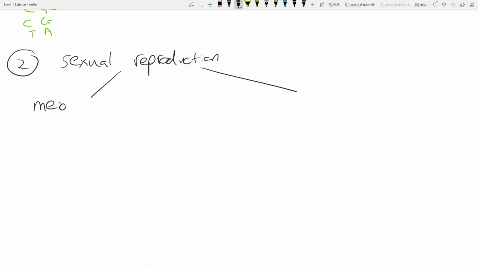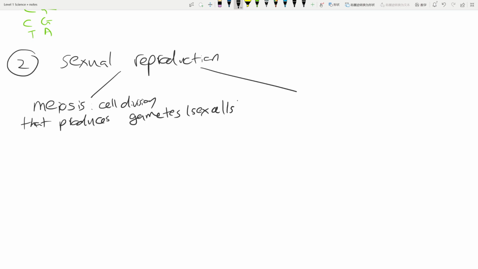The first thing is meiosis. Meiosis is a cell division that produces gametes. If you don't know what gametes are, they're sex cells. Now with meiosis, the gametes are all unique.